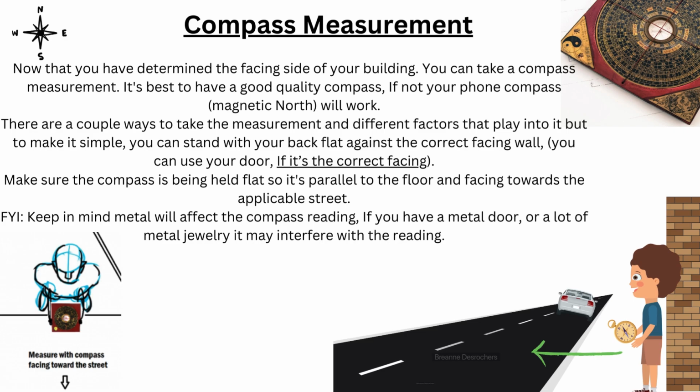But now that you're ready to go, you would simply stand with your back towards the correct facing wall and have your compass or your phone pointing out towards the street. Now you want to make sure that your compass is being held flat and is parallel to the floor. And also an important thing to keep in mind is metal will affect the compass. So if you're wearing big metal bracelets or a big metal necklace, or maybe you're using it against your door and your door is metal, those are all things to keep in mind to make sure you get an accurate compass reading.